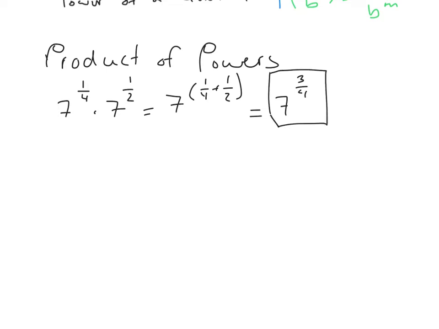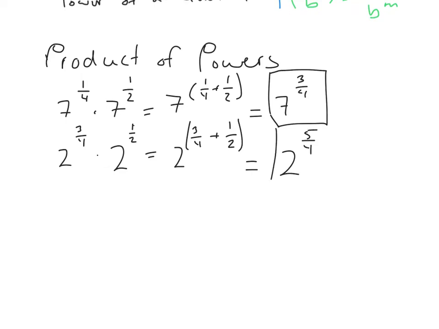Let's do another one. Let's say we have 2 to the 3/4 times 2 to the 1/2. Once again, the a values are the same. We can go ahead and add the exponents. So I've got 2 to the 3/4, and then I add the half. That gives me 2 to the 5/4. Okay, there you go. Voila! So there is the product of powers.